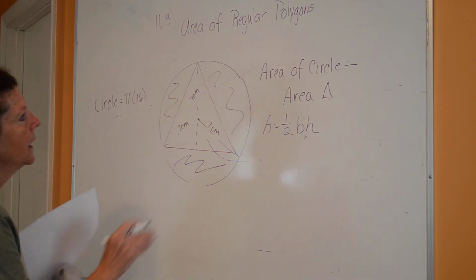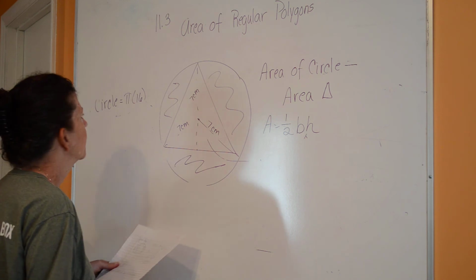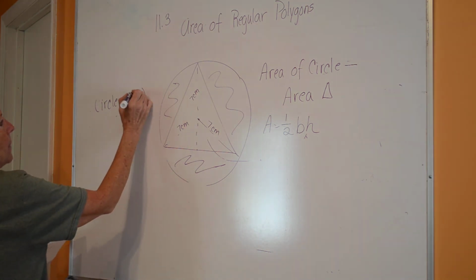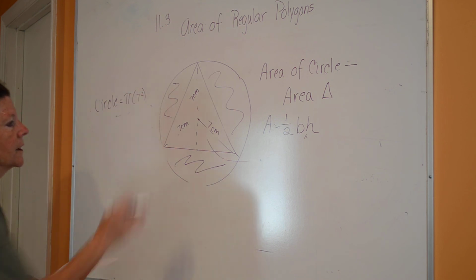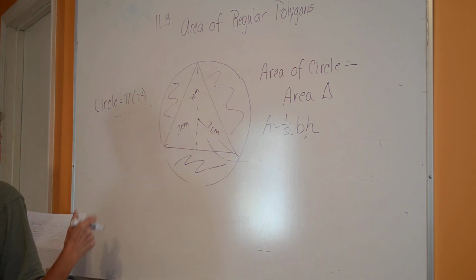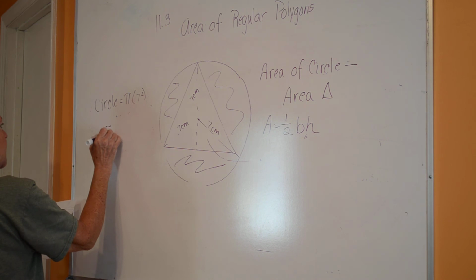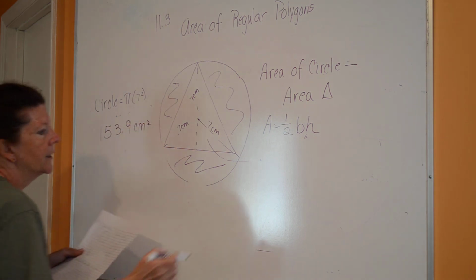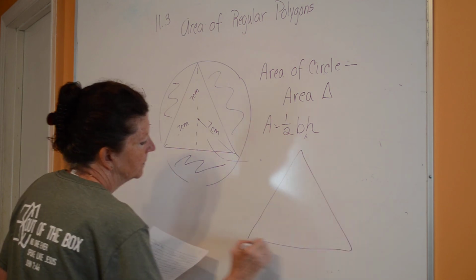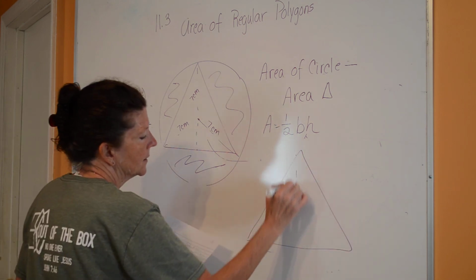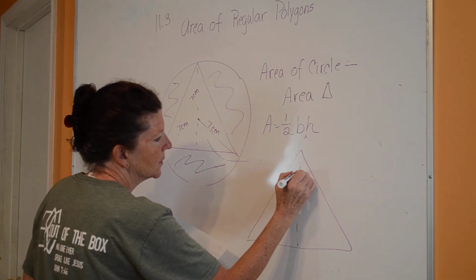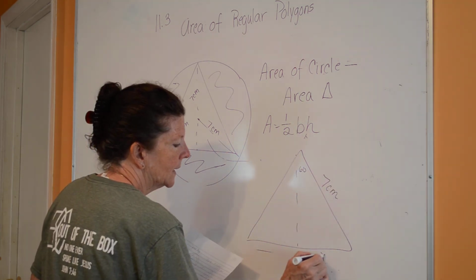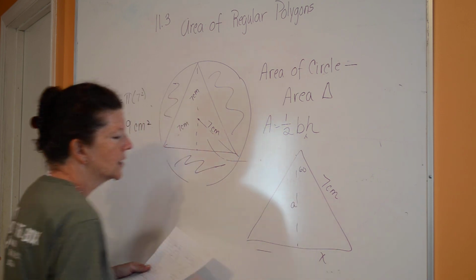All right, same plan: area of the circle minus the area of the triangle. The area of the circle is going to be pi times 7 squared, because the radius here is 7. That is going to give me 153.9 centimeters squared. The area of the triangle: this is 120, so this would be 60, and this is 7 right here. So I need to know the bottom, and I need to know the top right here.